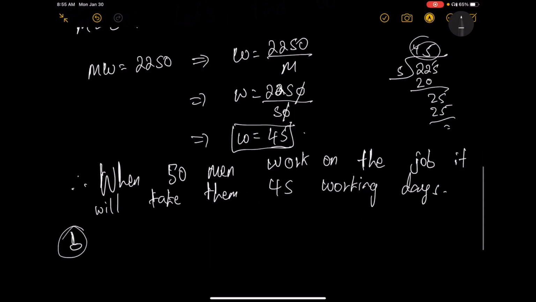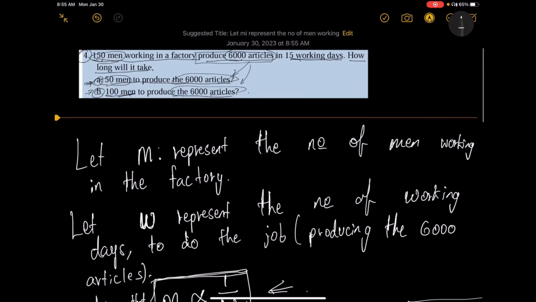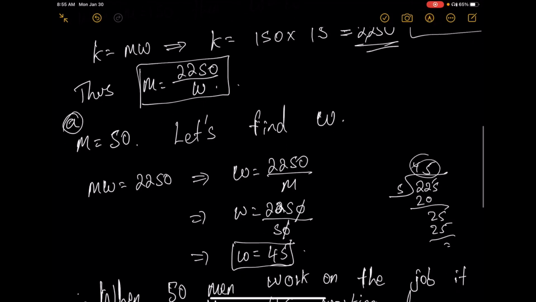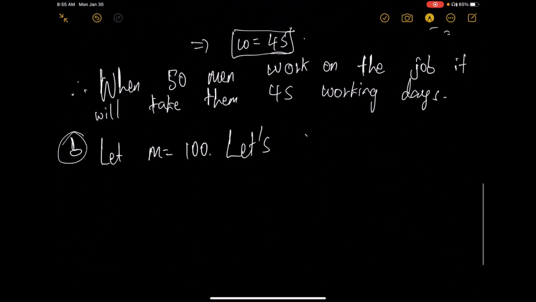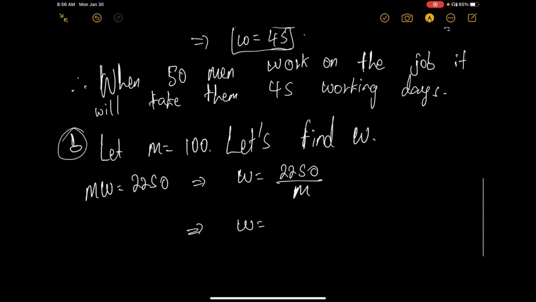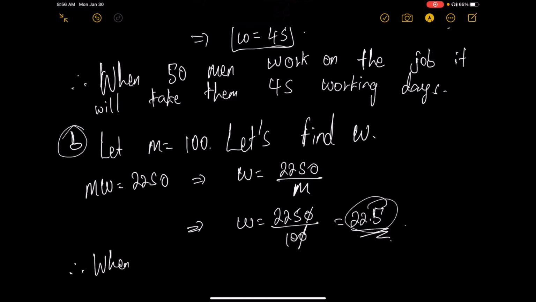And b: 100 men to produce 6000 articles. Let m be equal to 100, let's find w. We know that m times w is equal to 2250, which implies w is equal to 2250 over m, the number of working days over the number of people on the job, which is 2250 over 100, which is 22.5 working days. When 100 men work on the job, it will take them 22 and a half working days.